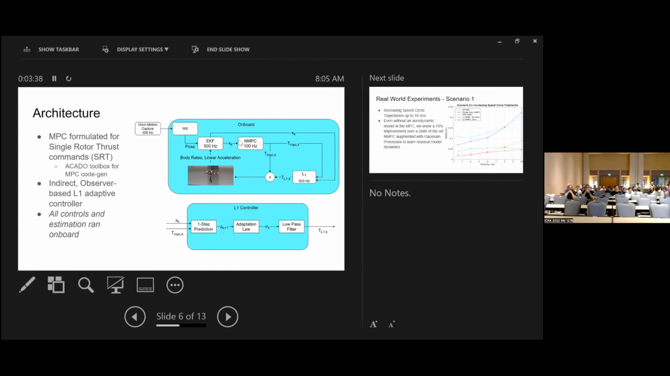We know that the model that's embedded within the MPC is not accurate, right? It's an approximation of reality, but what we can do with this adaptive law is actually drive the real world system towards the dynamics specified by the MPC. And again, everything is run on board in real time.